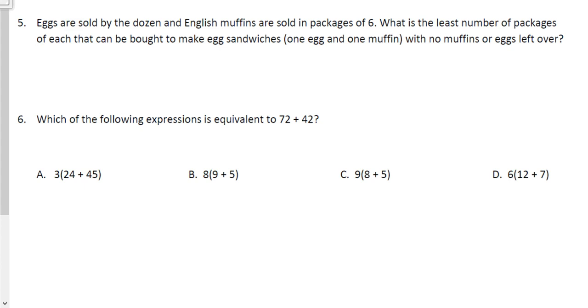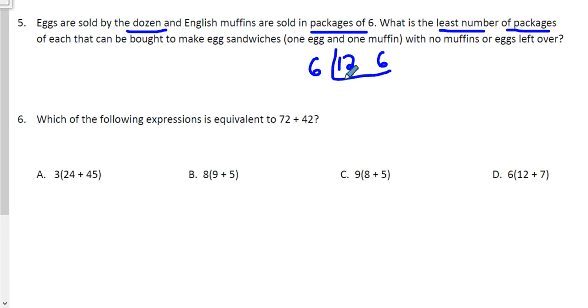Okay. Number 5, eggs are sold by the dozen. English muffins are sold in packages of 6. What is the least number of packages of each that can be bought to make egg sandwiches? So first, I need to find the LCM of a dozen and 6. Well, a dozen is 12, and of course 6. So what do they have in common?